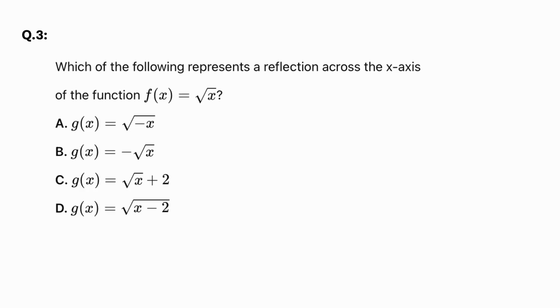Here comes your next challenge. Which of the following represents a reflection across the x-axis for the function f(x) = √x? Remember, a reflection across the x-axis means flipping the graph upside down, which changes the sign in front of the entire function. Take a look at these choices and see if you can spot the right one. Again, I will show the answer at the end of the lecture, so stick around and check your work.